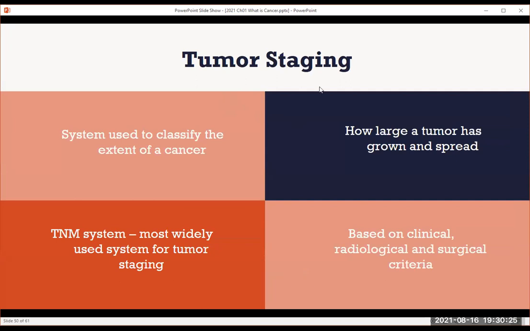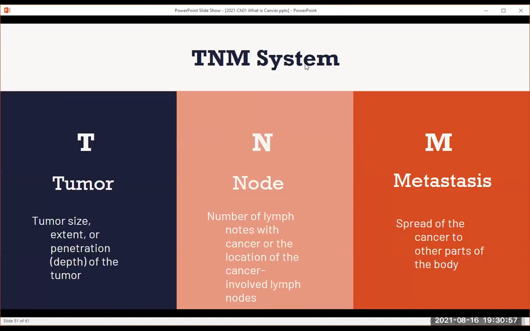And then we can move on to tumor staging. Tumor staging is a system that's used to classify the extent of the cancer. It gives an indication of how large the tumor is, whether it has grown, and whether it has spread. In many cancer types, the TNM system is used. There are some other systems out there, and the system is going to be specific for that tumor type, right? This will be based off of clinical, radiological, and surgical criteria. In the TNM system, T stands for tumor, N for node, M for metastasis.